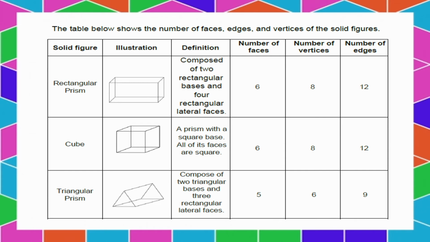Next solid figure is what we call triangular prism. Take a look at the illustration. When we say triangular prism, it is composed of two triangular bases and 3 rectangular lateral faces. Number of faces, 5. Number of vertices, 6. Number of edges, 9. So that is for triangular prism.